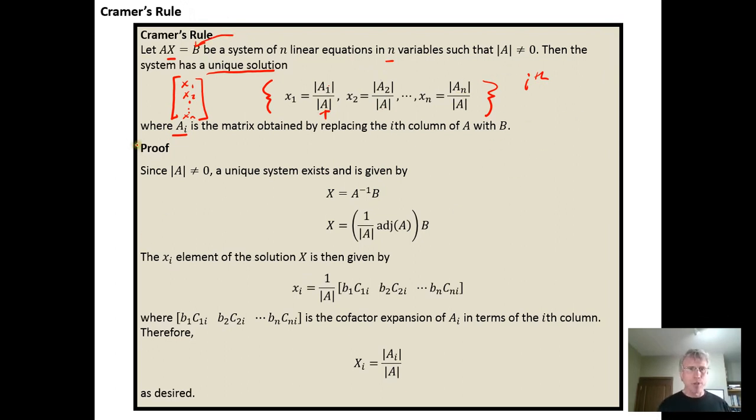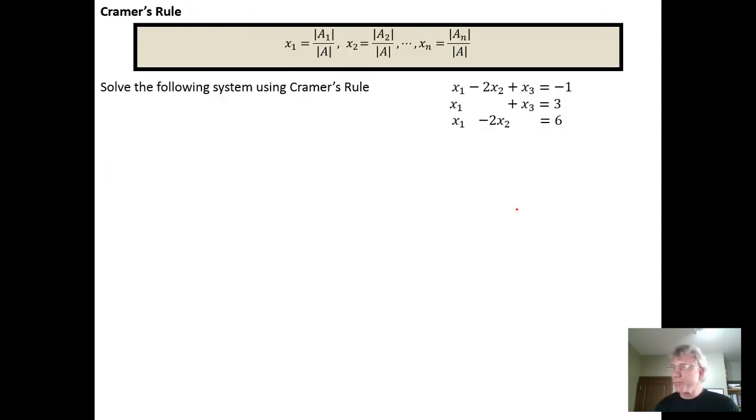So the proof of Cramer's rule, which I've included here for you to read through, relies on this new formula that we have developed in this homework for A inverse, namely that the inverse of A can be found by taking 1 over the determinant times the adjoint matrix. So Cramer's rule comes to us, in a sense, as a result of this new way of defining A inverse. So let's step through a simple application of Cramer's rule.